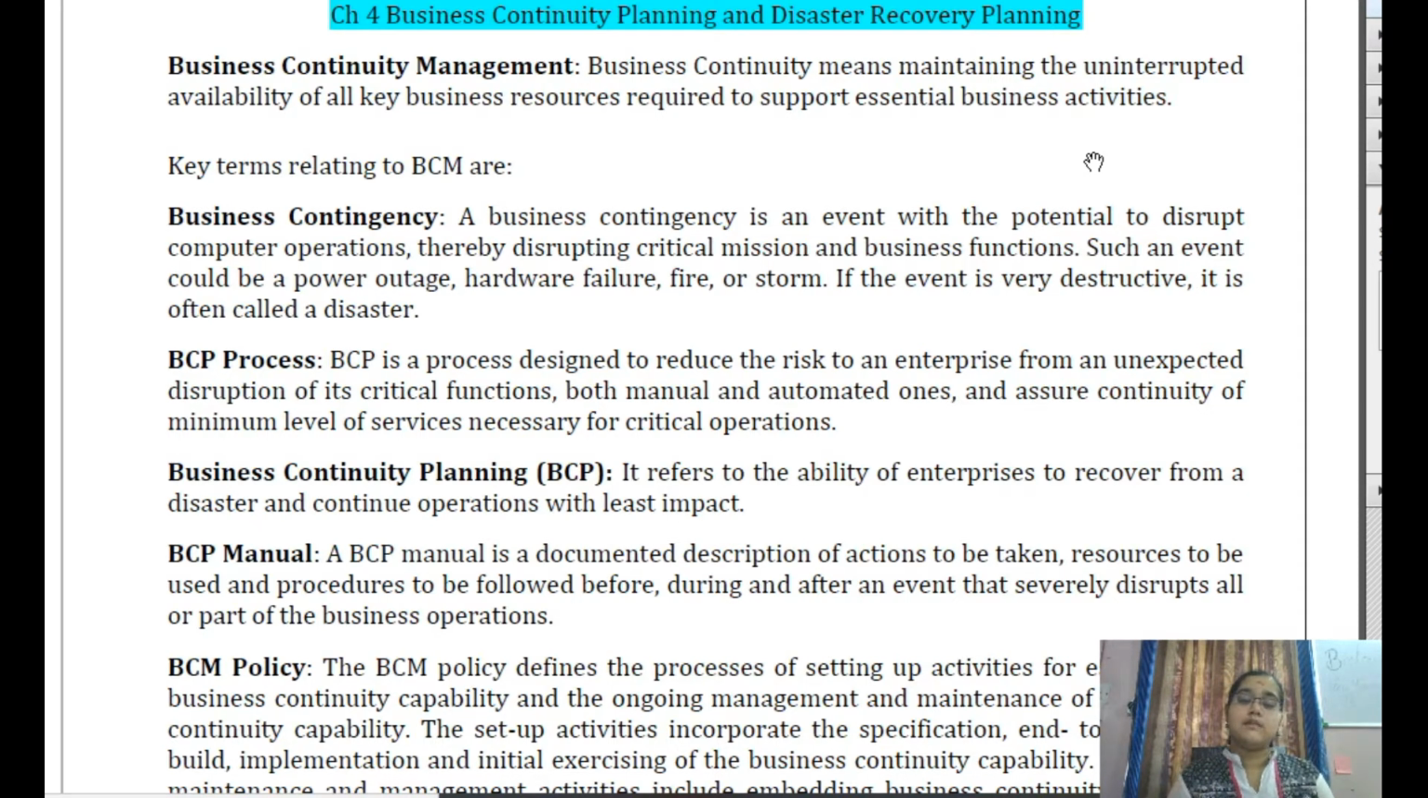This planning is done in 8 phases. We'll be seeing that in the later part of the video. While the plan is being developed, you document each and everything. The documentation is called the BCP manual. The BCP manual is a documented description of actions to be taken, resources to be used, and procedures to be followed before, during, and after an event that severely disrupts the business operation. The manual specifies what actions are to be taken, what resources are to be used, and what procedures are to be followed while the disruption occurs. The manual restores confidence among the management that the business can recover from the disruption in the least possible time.